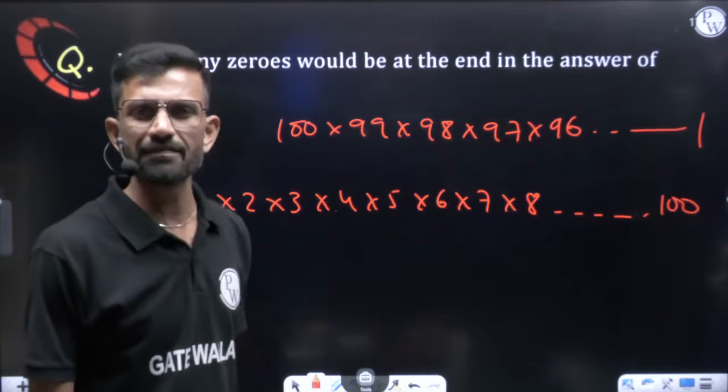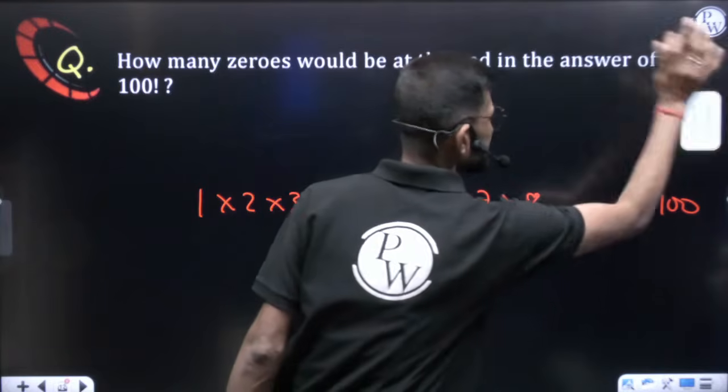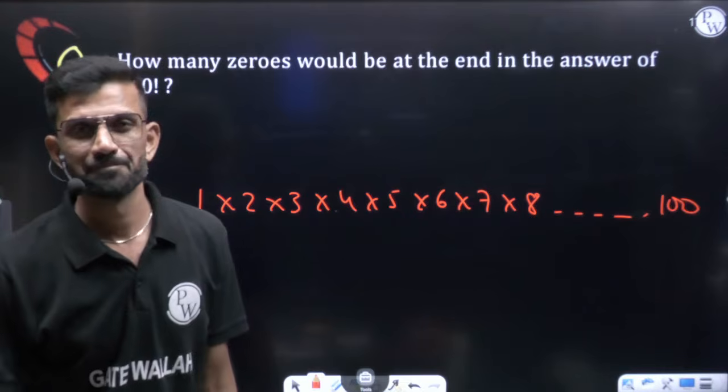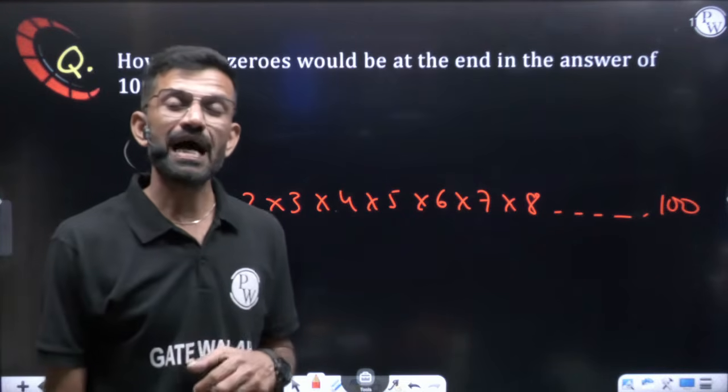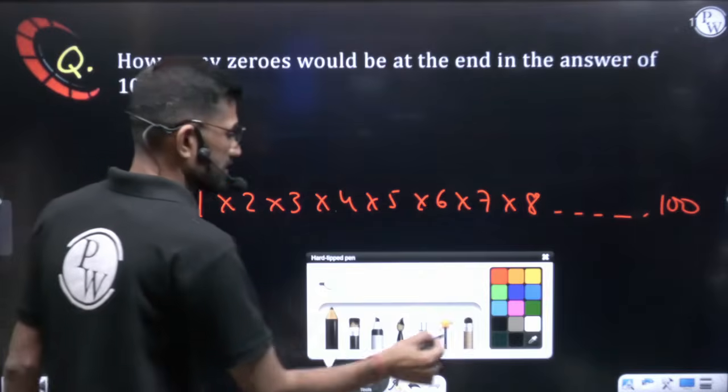Both the ways will get 100 factorial answer. Now, here they are not asking you what the answer of 100 factorial is. They are asking you, in the answer of 100 factorial, at the last, how many zeros will come? So let us find how 0 is generated.